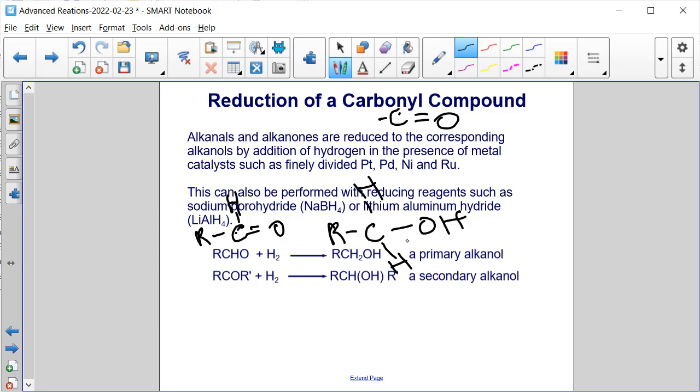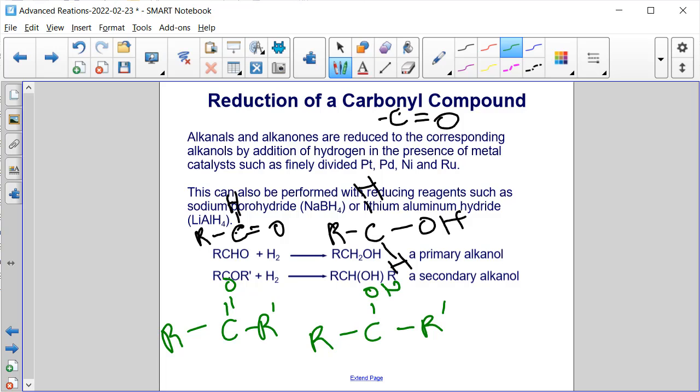Now we can do the same thing in the second reaction. In this case though, instead of being bonded to a hydrogen, we're bonded to two R groups, okay? But we can still, through the addition of this hydrogen with a catalyst, reduce this oxygen to form OH, and then we also have to add our hydrogen here. Now in this case, you see how the carbon is bonded to two R groups, so two other carbons, which is why we call this a secondary alkanol.